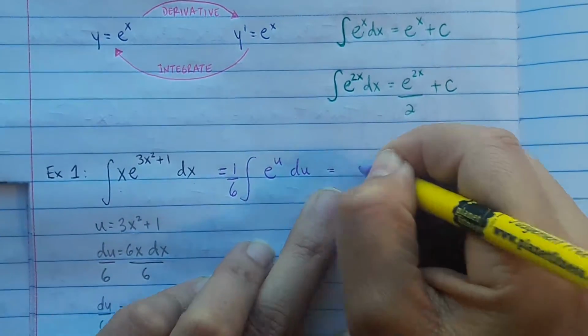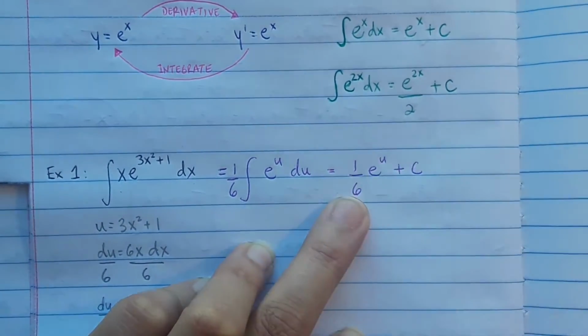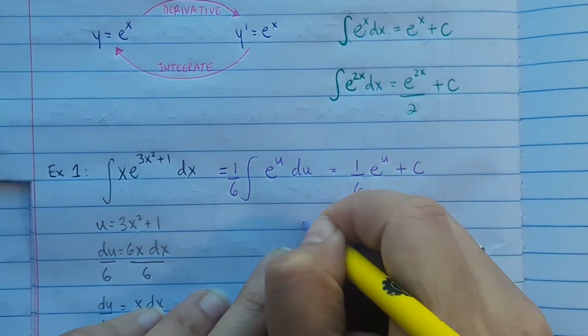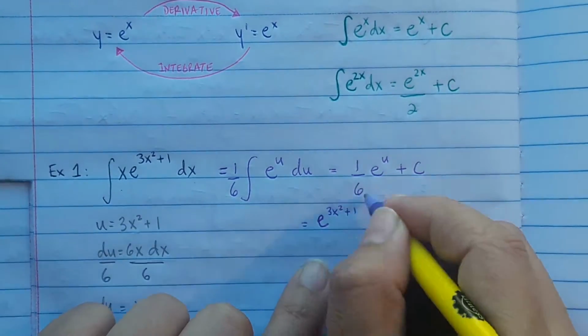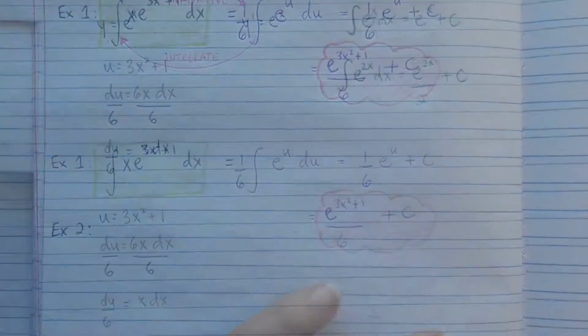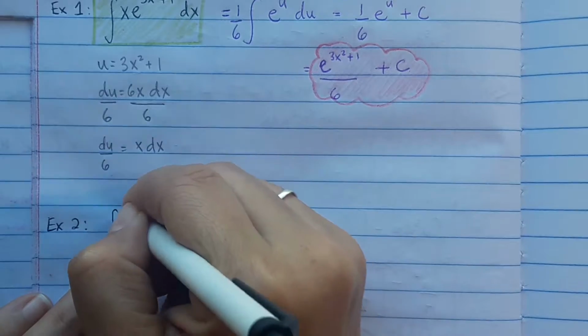Then take the integral of that. Well, the integral of e to the u is still e to the u, so you have the same thing without the integral. And then return what u is, so e to the 3x squared plus 1 over 6 plus c. And that's pretty much it. So this one's actually really, really simple. Let's take a look at one more example.